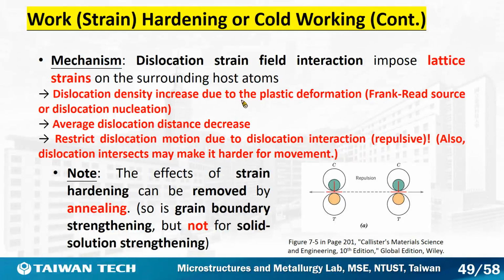And now let's talk about the mechanism for work hardening or strain hardening. As we learned before, if we have dislocations, then a dislocation would have a strain field. And the strain field between two dislocations, for example, you see here, two positive edge dislocations, would interact with each other. If it looks like this, two edge dislocations with the same sign would have a repulsion force. So first, let's begin with the dislocation density.